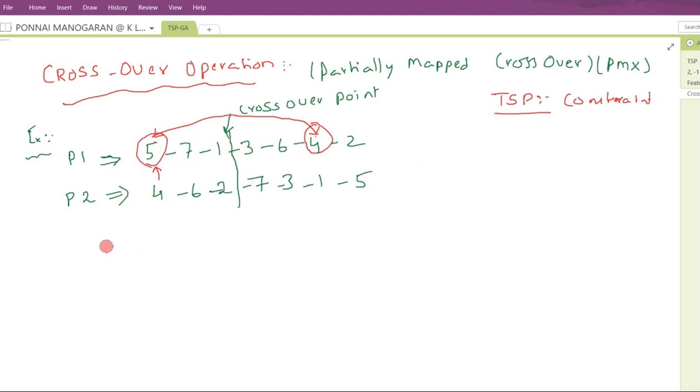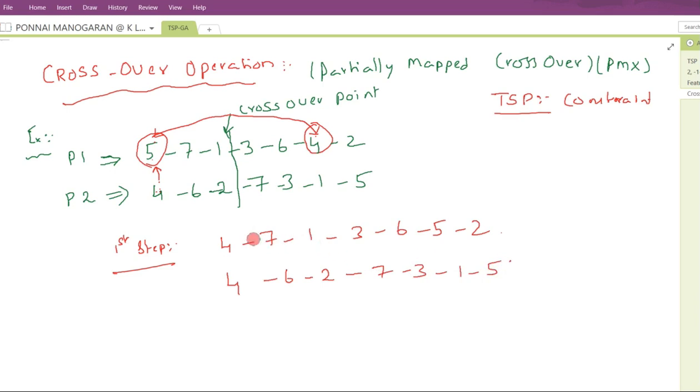So the first step is you have to swap 4 and 5. After swapping, you will get something like this: 4, 7, 1, 3, 6, 5, 2. After swapping, you can transfer this 4 to the above position, which is also the same one. So now we have successfully transferred the first number.